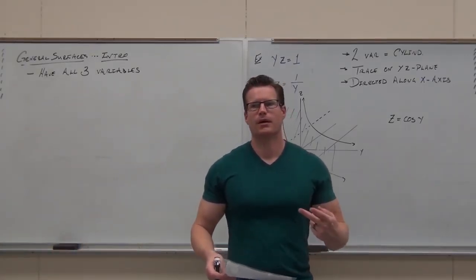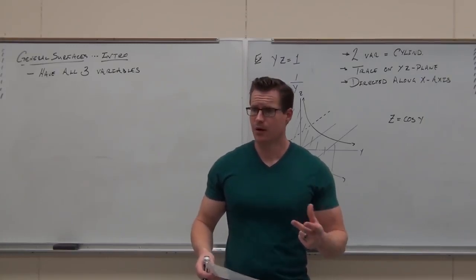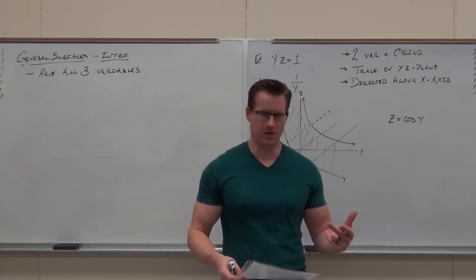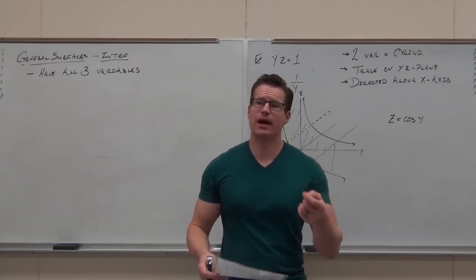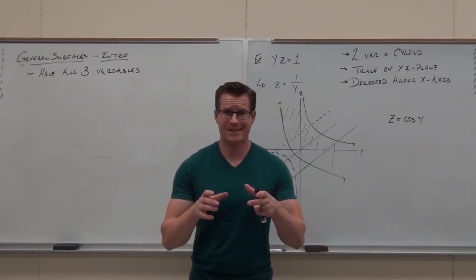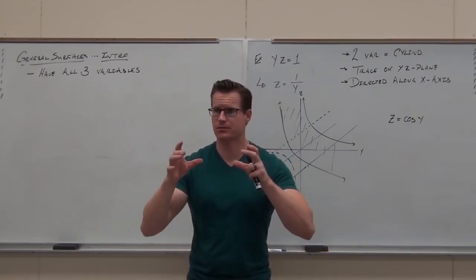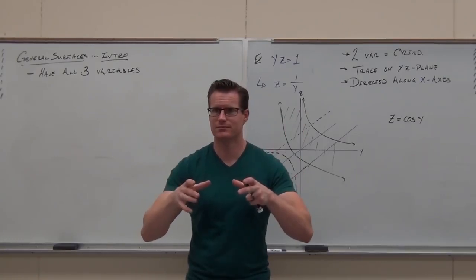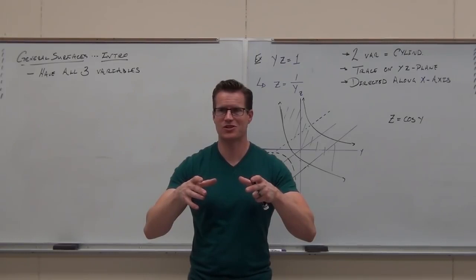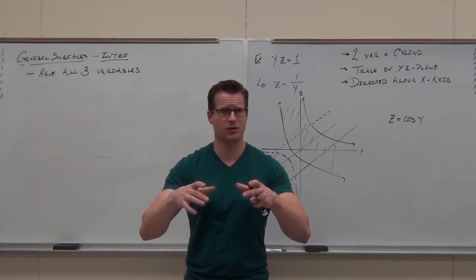Number two, most of them are still going to have a trace on a coordinate plane. I'll show you how to find it. But they also have more traces. I want you to think about the logic here. With cylinders, it's enough to get one picture. Why? Does it change? So the picture doesn't change. With surfaces, it's not enough to get one picture. Why?